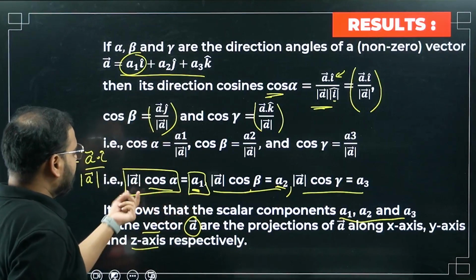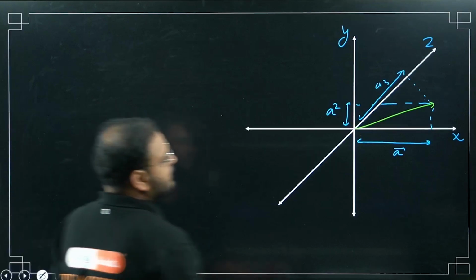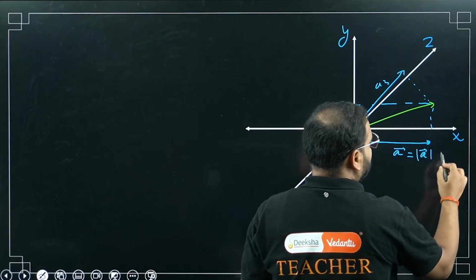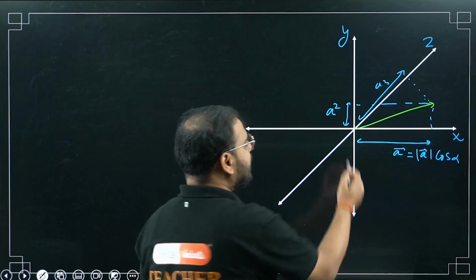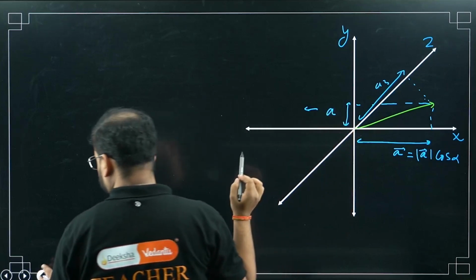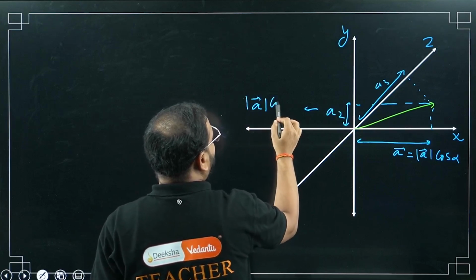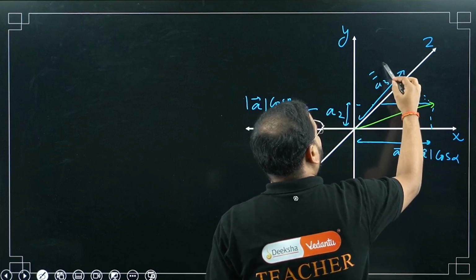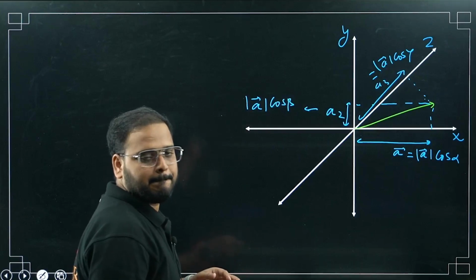A1 will be given by the modulus of the vector A times cos alpha. So A1 is the magnitude of vector A times cos alpha. Correct? That's how you take the component also, if you remember, in 2 dimensions. What about A2? This is A2, not A square. What will it be? The modulus of the vector A with cos beta. And for A3, the modulus of vector A with cos gamma.